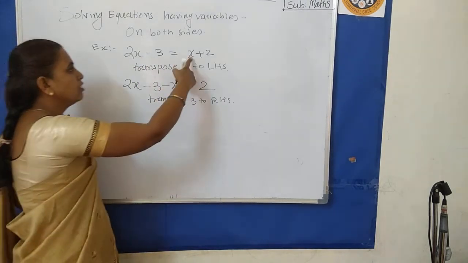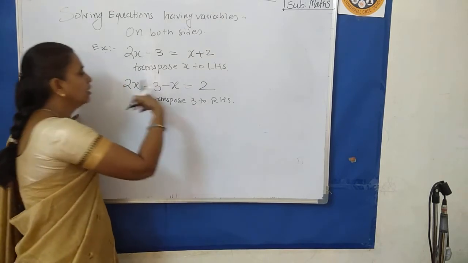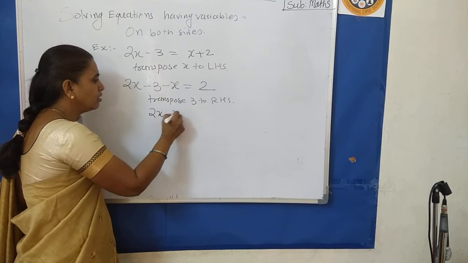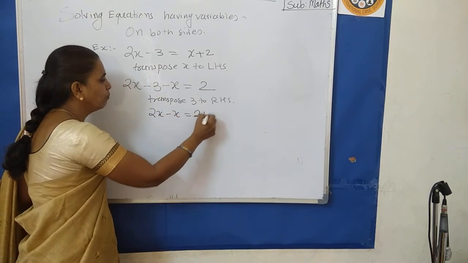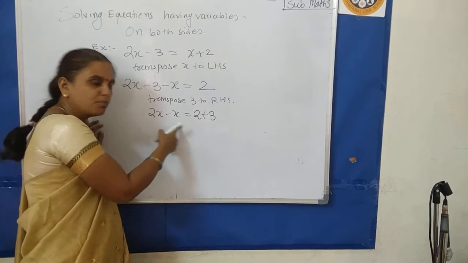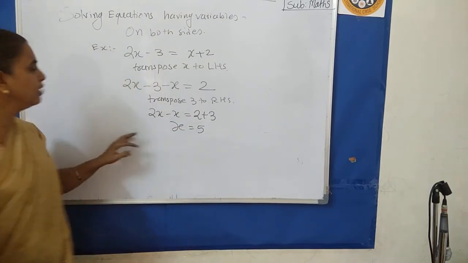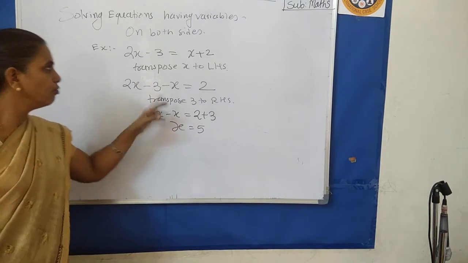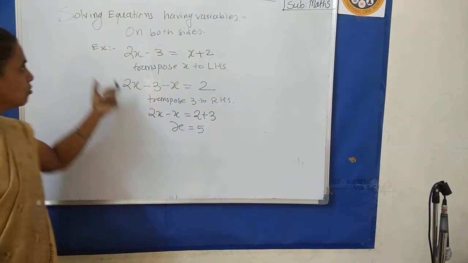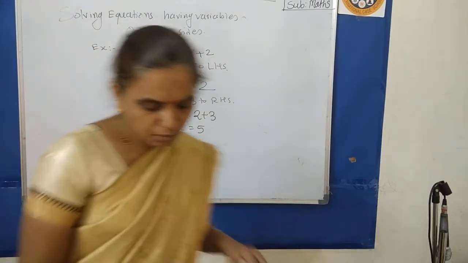See here, this plus x becomes minus here. Now when we transpose 3, here 3 is minus, it becomes plus. 2x minus x is equal to 2 plus 3. 2x minus x means 2 minus 1, that is x, and that is equal to 5. Hence we get the answer when the variables are given on both the sides. So these types of equations you have to solve in this way.